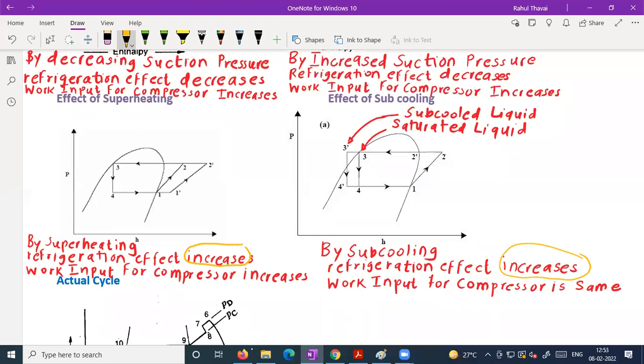But in superheating, when you observe, the work input is increased, but in subcooling, the work input is the same. So we found subcooling to be more efficient. Subcooling is more efficient than superheating, because with the same work input, we are getting more refrigeration effect. Is that okay with this one?